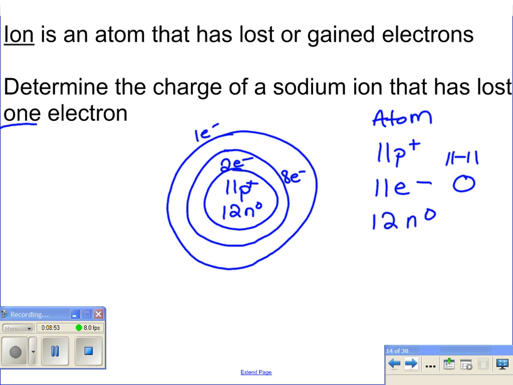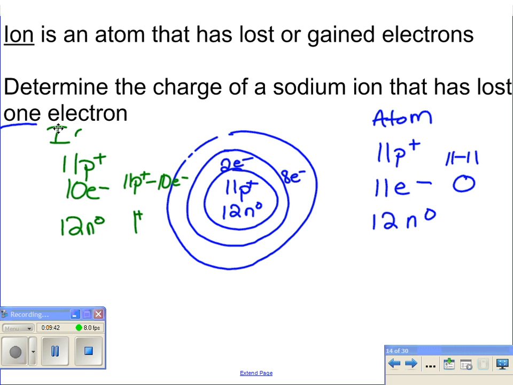If it loses one electron in a chemical reaction, it gives it away to something else. Now if we look at it, there are only 10 electrons, and we still have 11 protons, and we still have our 12 neutrons. But now, when we take our 11 positive protons and subtract the 10 negative electrons, we end up with a 1 that's positive. So this sodium atom, when it loses its electron, will become positively charged. So the sodium ion has a charge. It's no longer neutral like our atom was. It now has a positive 1 charge.